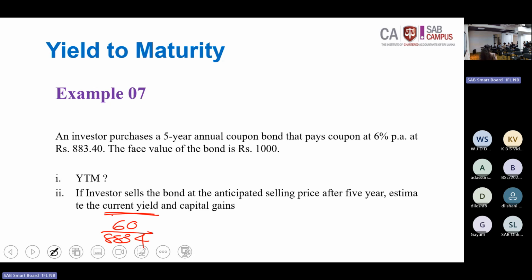Current yield is the coupon payment divided by the purchase price. What's the value? Current yield equals 0.0667. That means 6.7%.